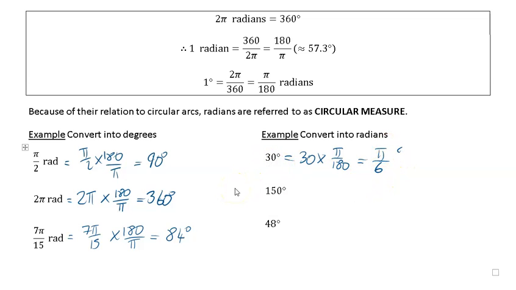Okay, 150, same idea. We can say that's 150 times pi over 180. And if you do that on your calculator, you'll have 5 pi over 6 radians. Okay, and this one, 48, so it's just 48 times pi over 180. Again, bang that into your calculator and you will get 4 pi over 15 radians.